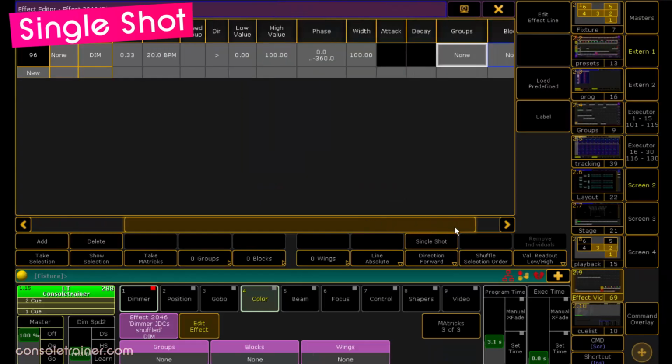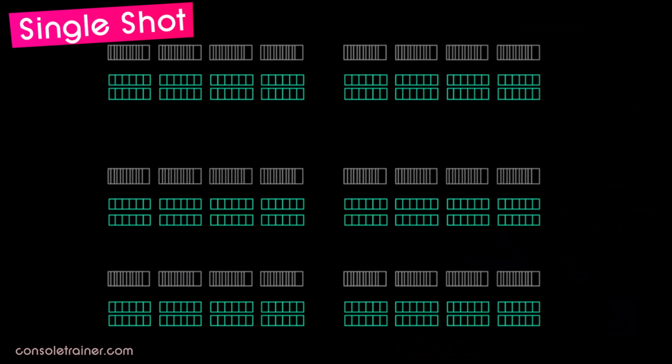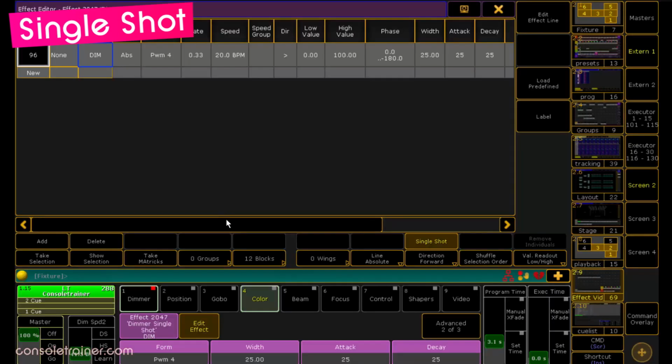The last option in the window has nothing to do with changing the selection math. If single shot is set to yes, this option tells the waveform to run once and then stop. Here's a pulse width modulator effect over those JDCs that rolls the intensity over the row just once. I've played with the phase, width, attack, and decay until I got the effect that I wanted.